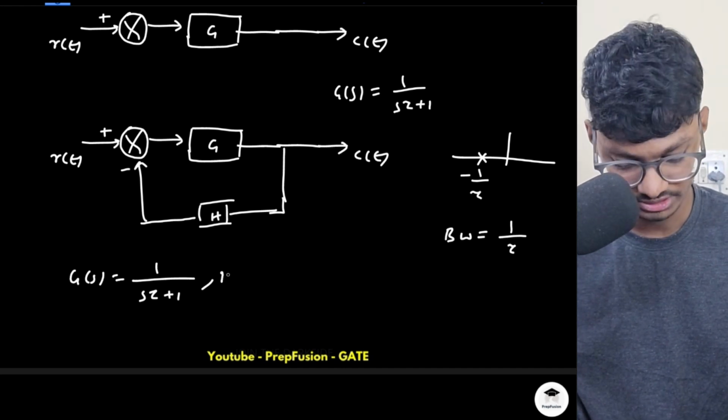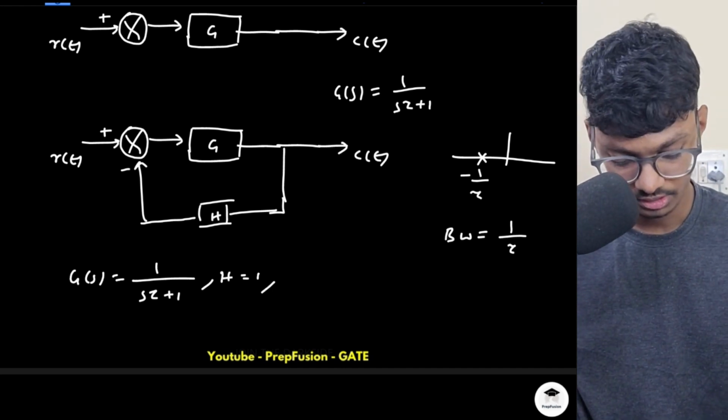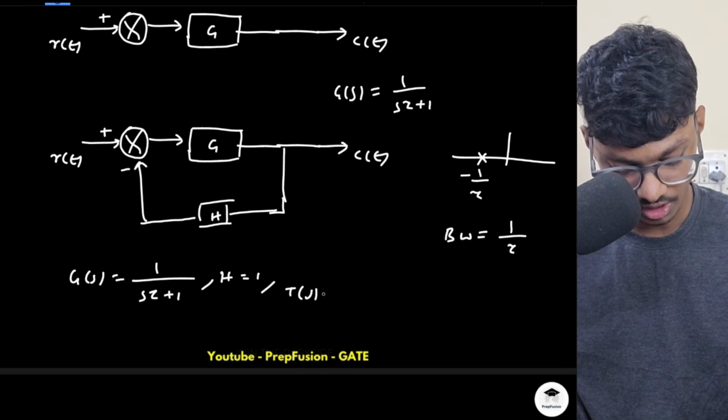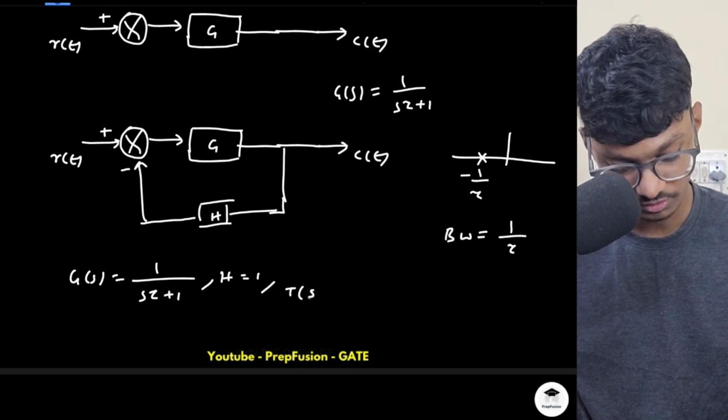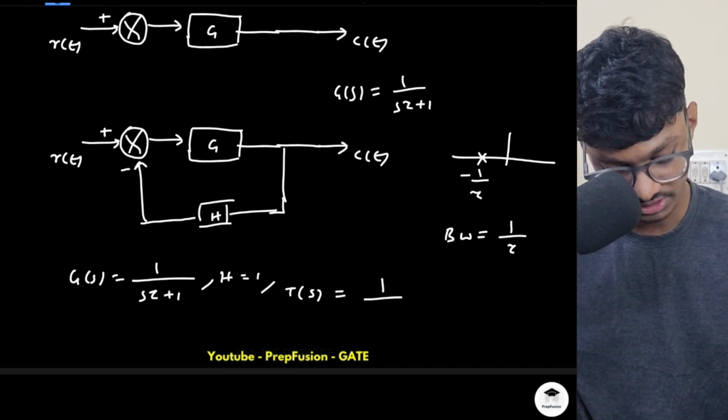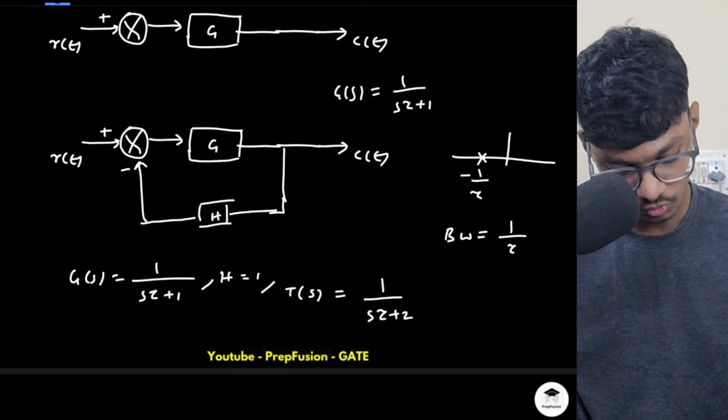As it is a negative feedback system, the assumption is that h is 1. So my transfer function will now change. Previously my transfer function was equal to g of s. Now my transfer function is 1 by s tau plus 2.